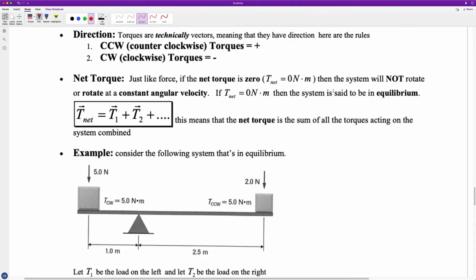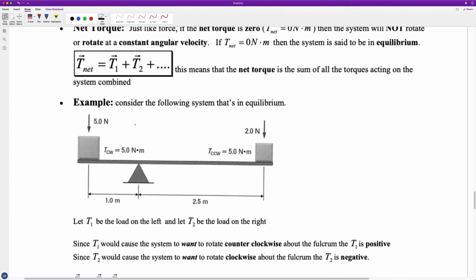Righty-tighty, lefty-loosey. Now, the overall torque in a system has to do with the sum of all the individual torques acting on it. So let's take a look at our teeter-totter system here. Here's an example. This is our fulcrum, and let's look at the overall torque in this system. Let's call this A, and let's call this B. The torque is equal to the force times the distance.